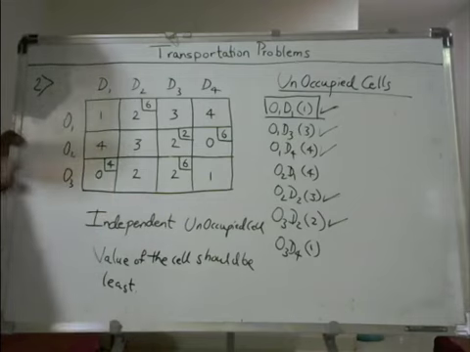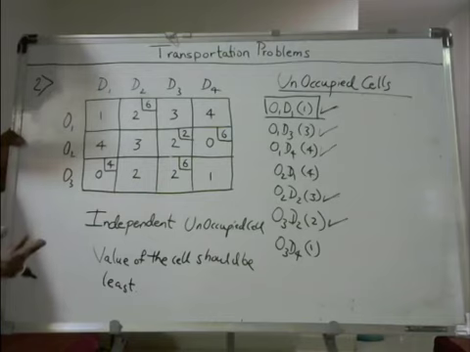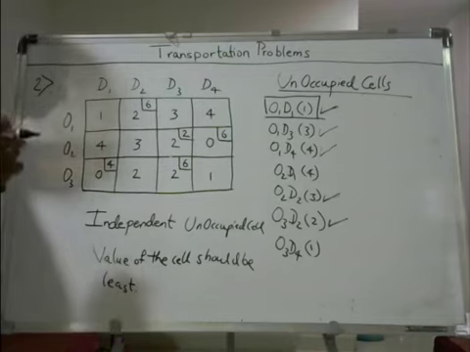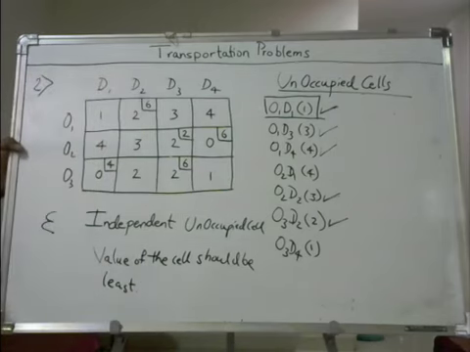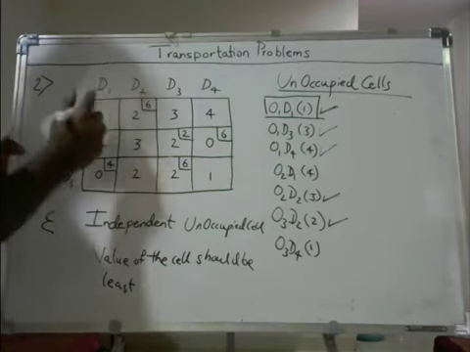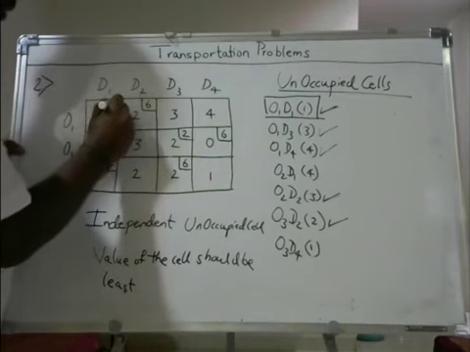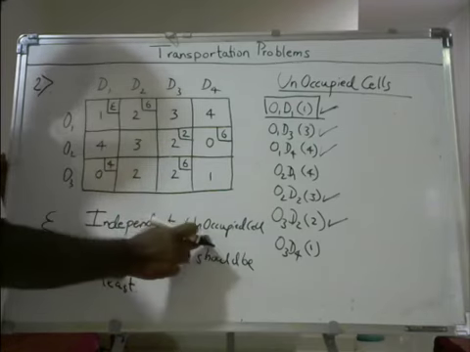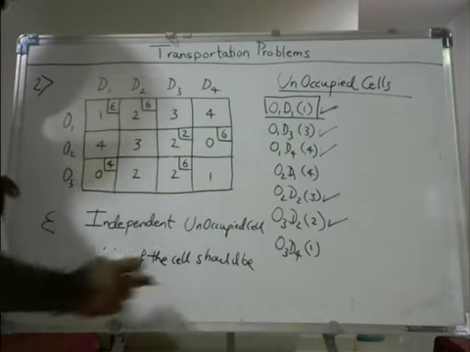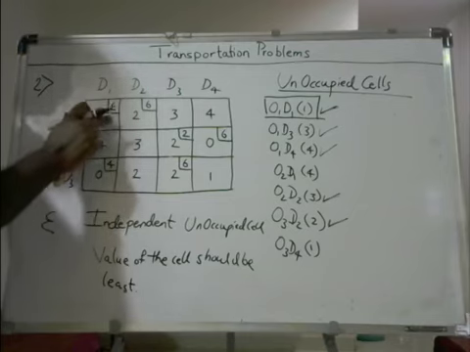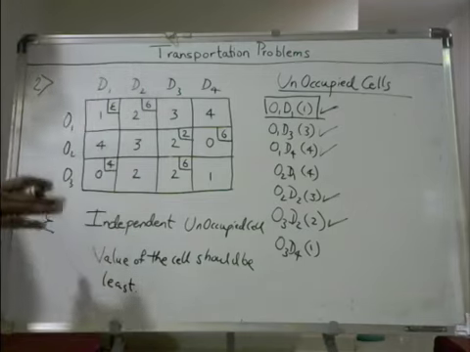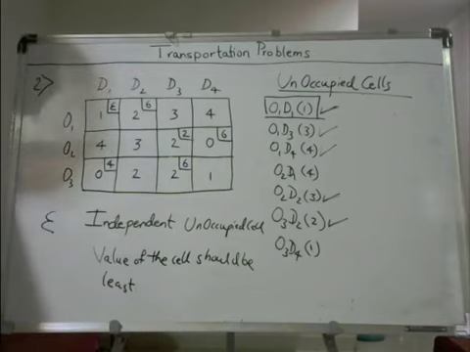Now, what number should we allocate? That's the question. According to the thumb rule, we should allocate the epsilon sign. You know how to write epsilon? You should write the epsilon like this. You should allocate an epsilon symbol to this independent unoccupied cell where the value of the cell is the least. So this is the cell to which we allocate epsilon, and by doing so, we will be able to solve the optimality test.